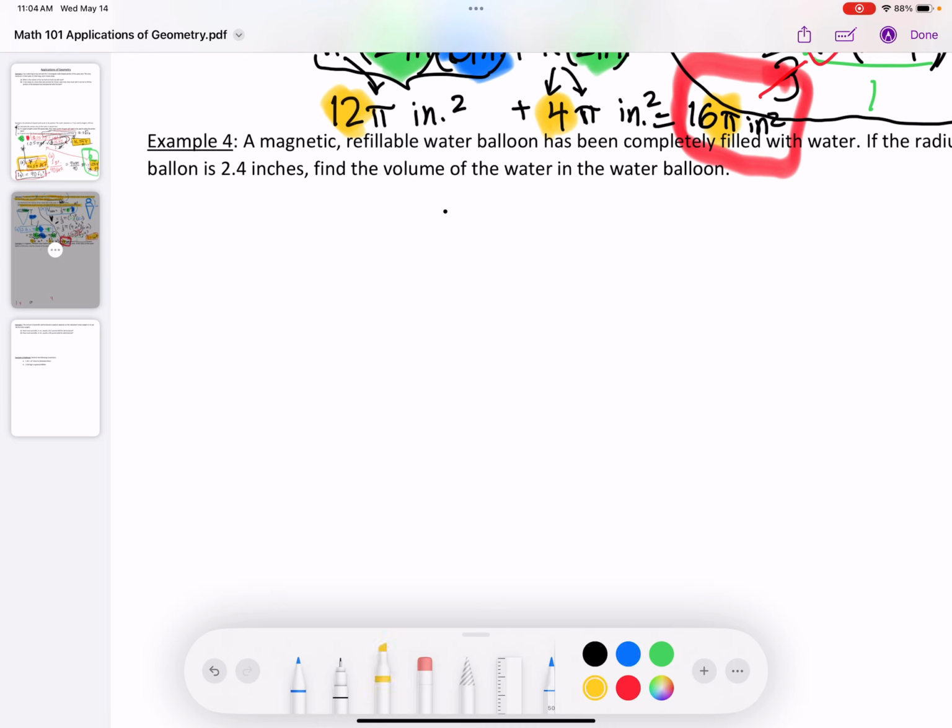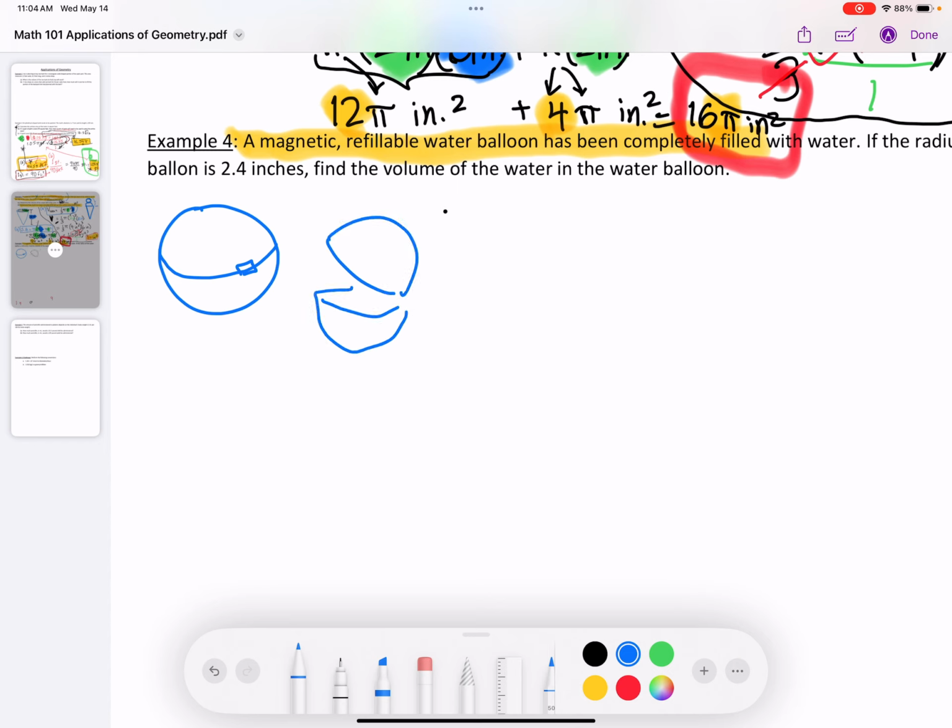Let's see. Example 4. A magnetic refillable water balloon has been... I don't know if you've seen those. That's like a new thing in our family. It's a sphere, but it kind of opens up along the middle, and there's a magnet holding it so it can open. It's pretty cool. And by the time you're watching this video, you're probably like, yeah, those are old. Okay, it's new to me, okay?